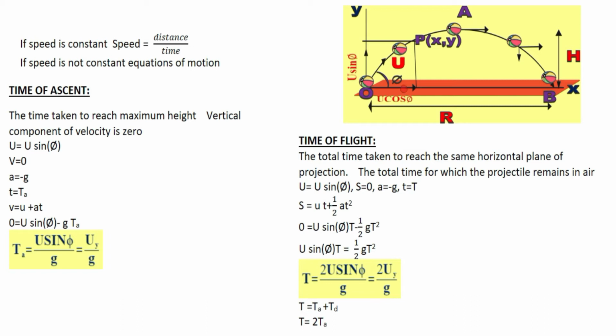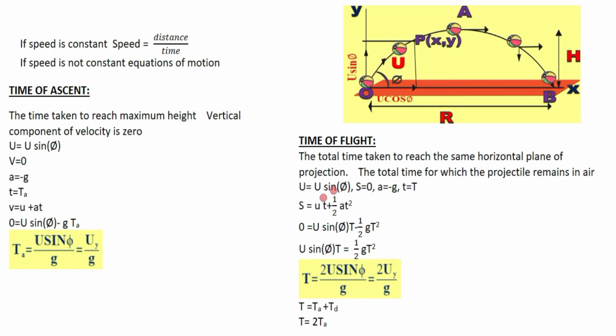Okay, next. Now if I project this projectile from this plane of projection, what will happen? It goes into air, reaches its maximum height and again reaches the plane of projection. So between these two points, that is between point O and point B, it remains in air. This total time for which the projectile remains in air is called time of flight. Now let us derive the expression for this time of flight.